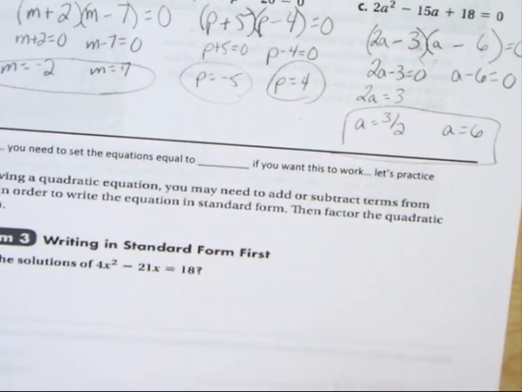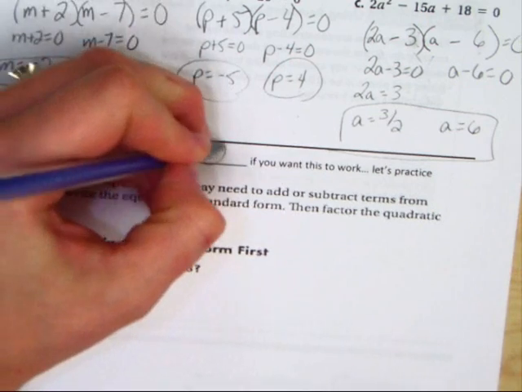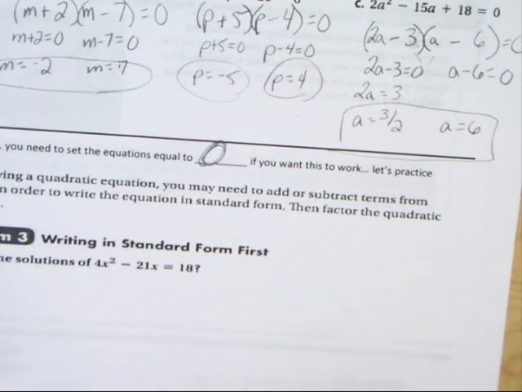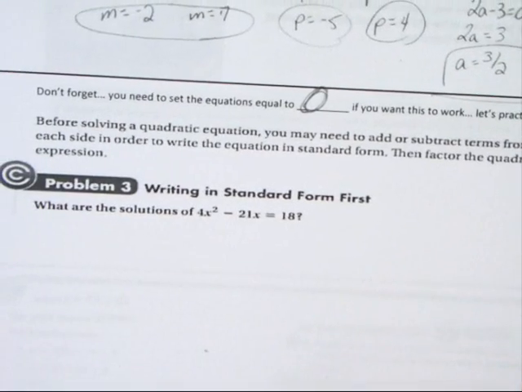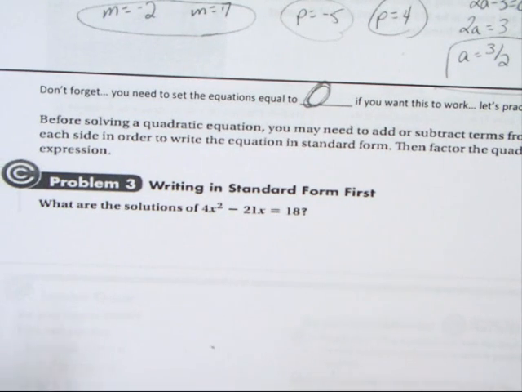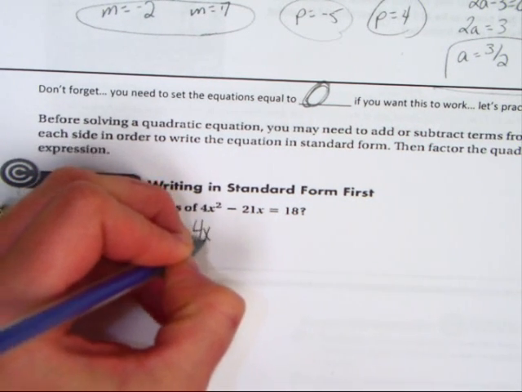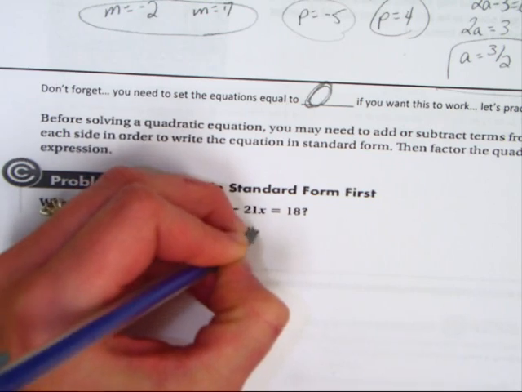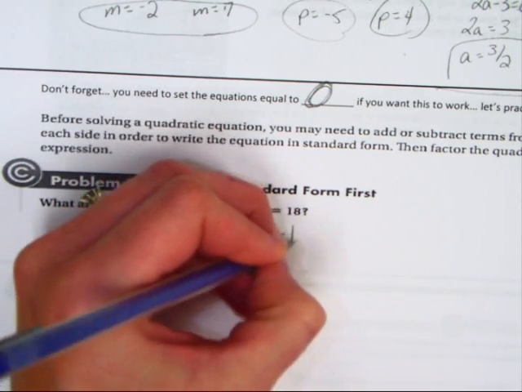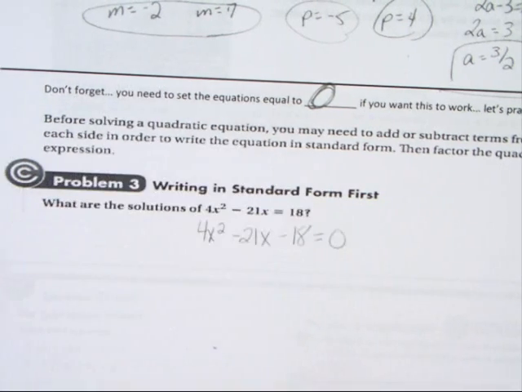Next couple of things, you're going to make sure you put it into standard form first. Don't forget you need to set the equations equal to 0 if you want this to work. Problem 3, see how it's not set equal to 0? That's okay. Just move the 18 over. What happens when you move it over? It becomes a minus 18.